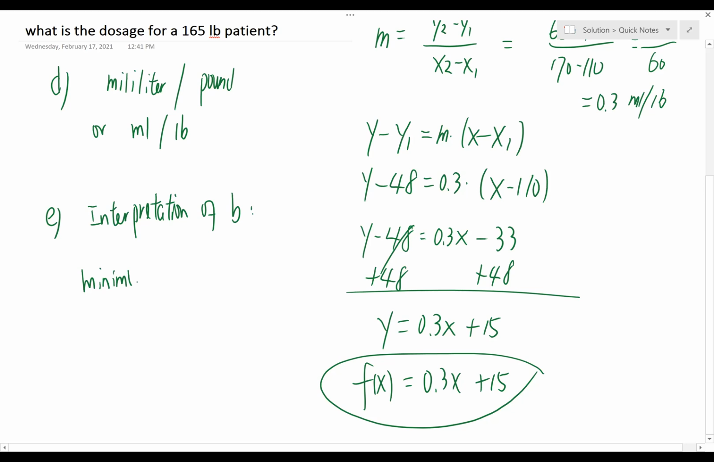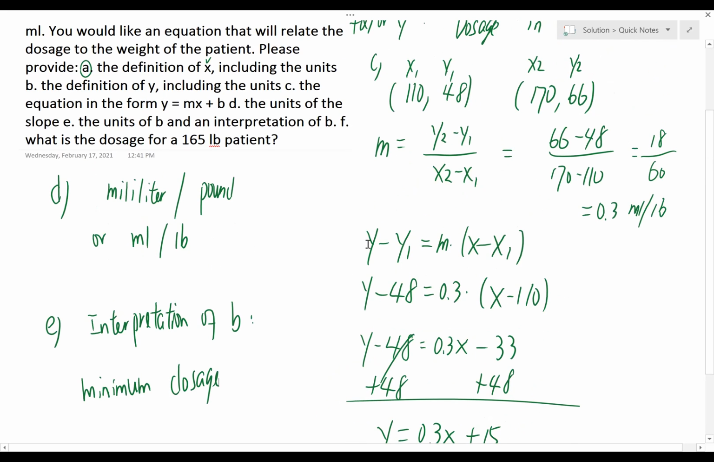So no matter how light your weight is, even if it's below the average level, you're still going to need a minimum dosage of 15 milliliters. So even for a child or for underweight people, they also need a 15 milliliter minimum dosage. Okay, that's part E.